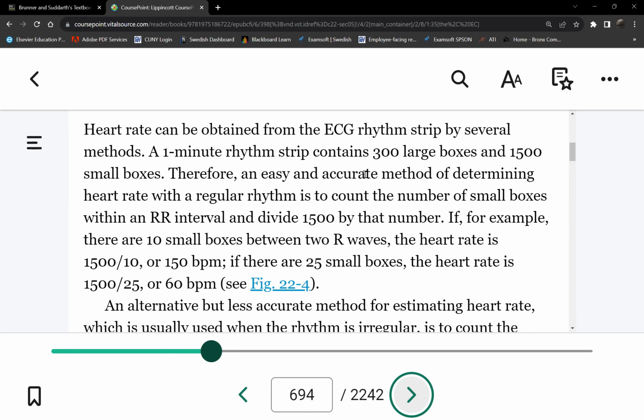So let's look at the first method. An easy and accurate method of determining heart rate with a regular rhythm is to count the number of small boxes within an R to R interval and divide 1500 by that number. Where did we get 1500? How much is one small box? 0.04. So in 60 seconds, how many small boxes are there? 60 divided by 0.04 equals 1,500. That's where we got 1,500. Clear? Okay.